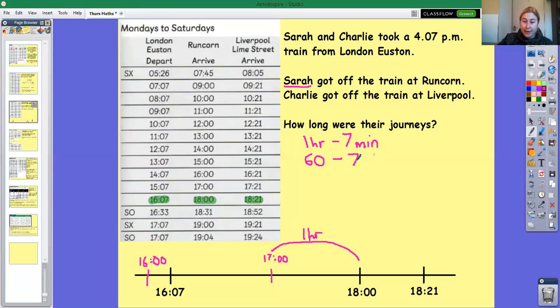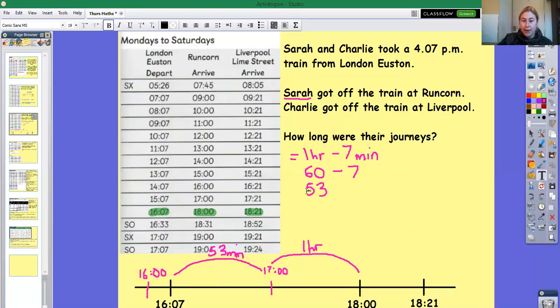And I know that that is 53 minutes because any multiple of 10 take away 7 will leave me with a 3 digit. So that part of Sarah's journey is 53 minutes. So if I look at the journey in total now from 7 minutes past 4 up until 5 o'clock, that's 53 minutes, and then 5 o'clock to 6 o'clock is 1 hour.